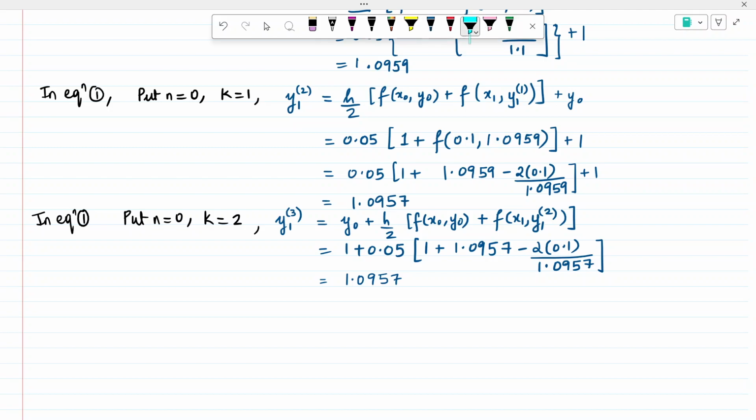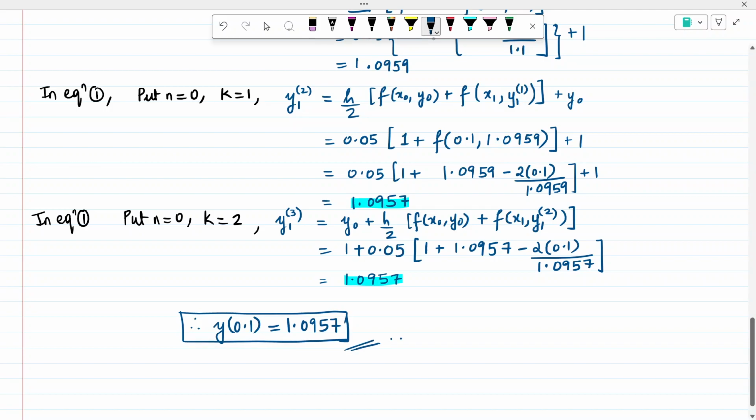Now, observe these values. Are they exactly the same? And when you get the values exactly the same, that is when you stop the sum. That is when you stop the sum, and you will now write y of 0.1 is 1.0957. The question asked exactly this, y at 0.1. This is your value of y at 0.1. This was the question of Euler's modified method. I hope this is clear.